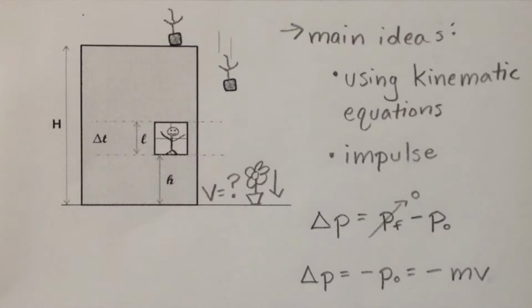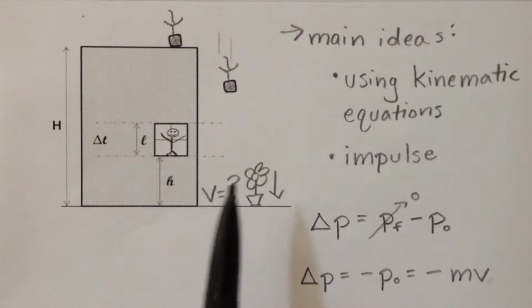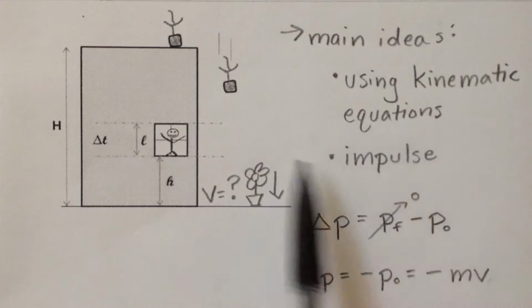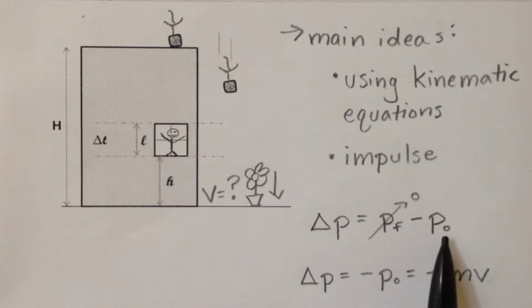In this problem, we're asked to find the impulse that the flower pot receives from the ground when it lands on it. The main ideas employed in this problem are using kinematic equations and impulse. Recall that the impulse is equal to the change in momentum.